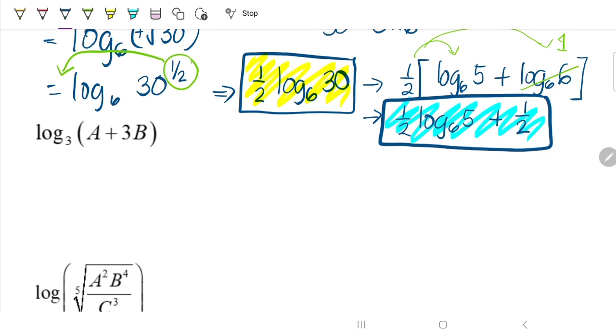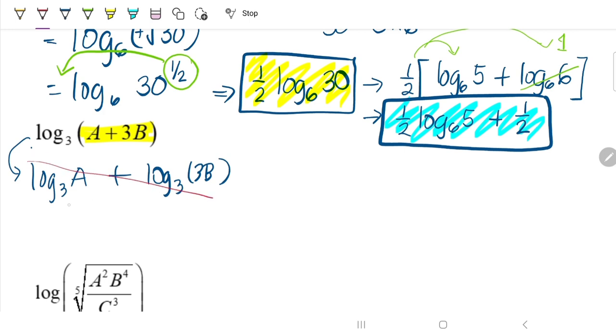Next item. So we are expanding, no? From single log, gagawin nating multiple logarithms. Okay? So we have here log base 3 of a plus 3b. So ang argument natin is a plus 3b. Question, could we write this as log base 3 of a plus log base 3 of 3b? Is this right? So if you did that, then you will get a wrong answer, no?